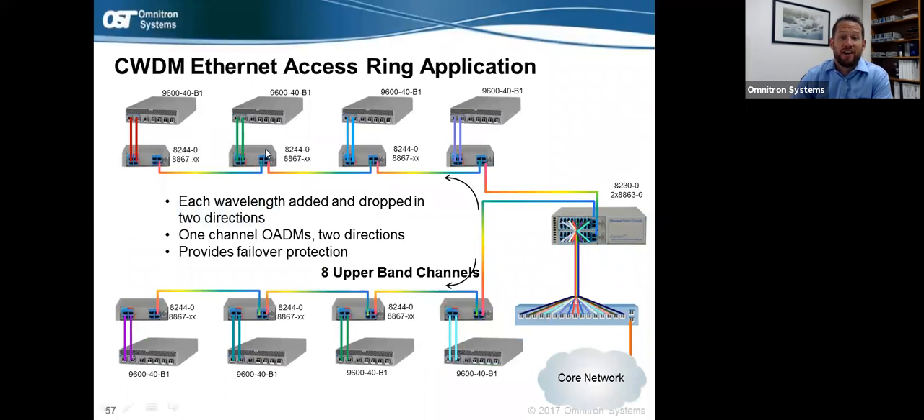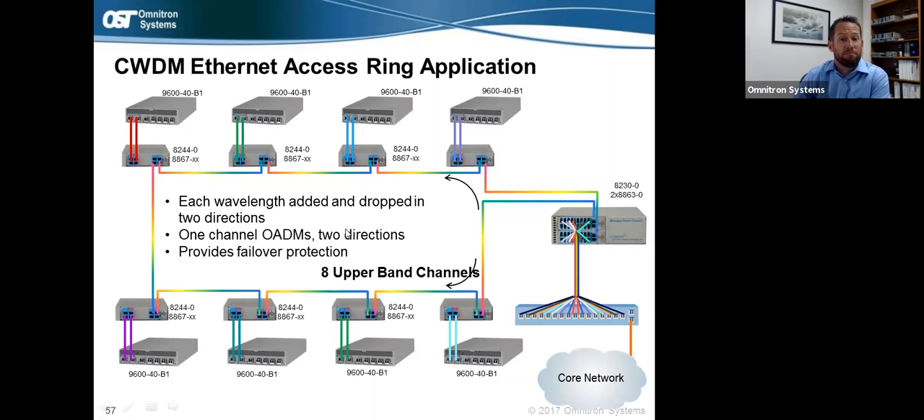CWDM can also be used for Ethernet access ring applications here. So again, all this data coming from the core network being sent into our 2-slot chassis here with 2 of our 8-channel MUX cards. Now all those 8 channels are being sent bidirectionally through this fiber and dropping off a single wavelength in 2 directions. So you're dropping off data to this location as well as receiving data and putting it back onto this fiber ring. And we're dropping off with the optical add drop muxes at each location and adding more data to this ring.